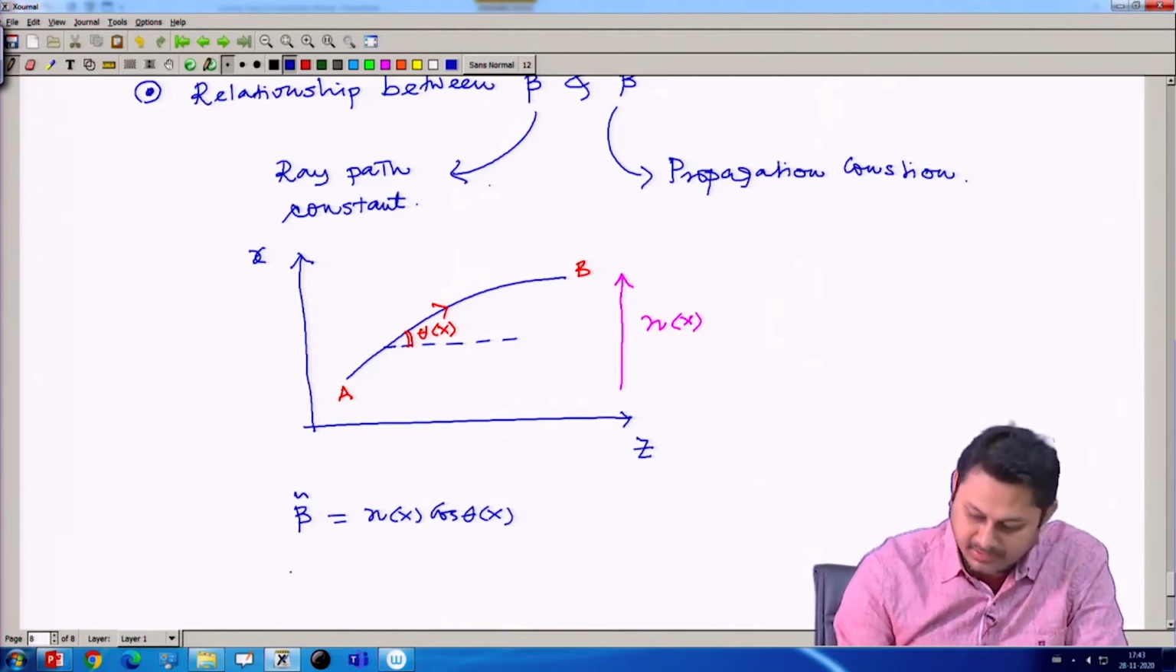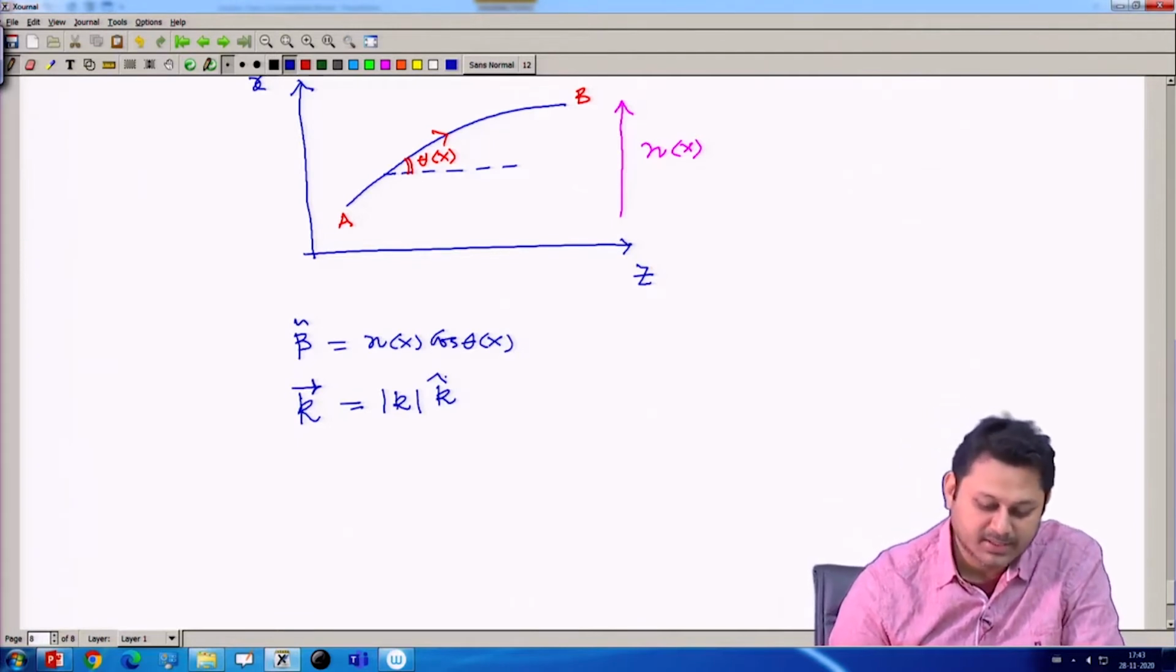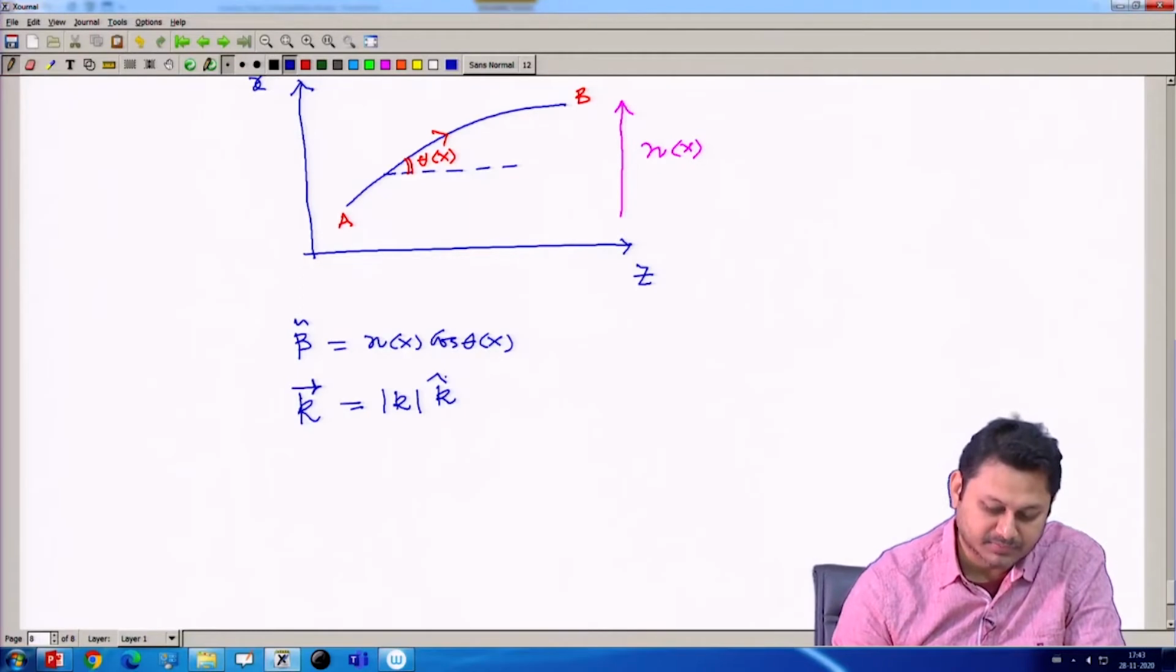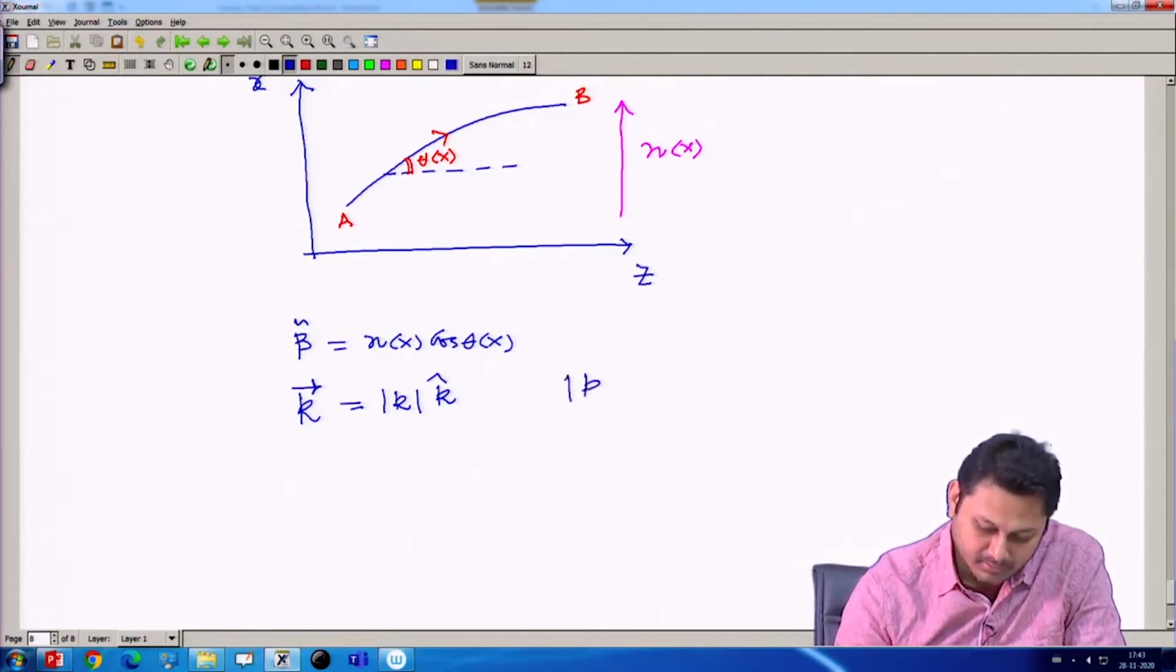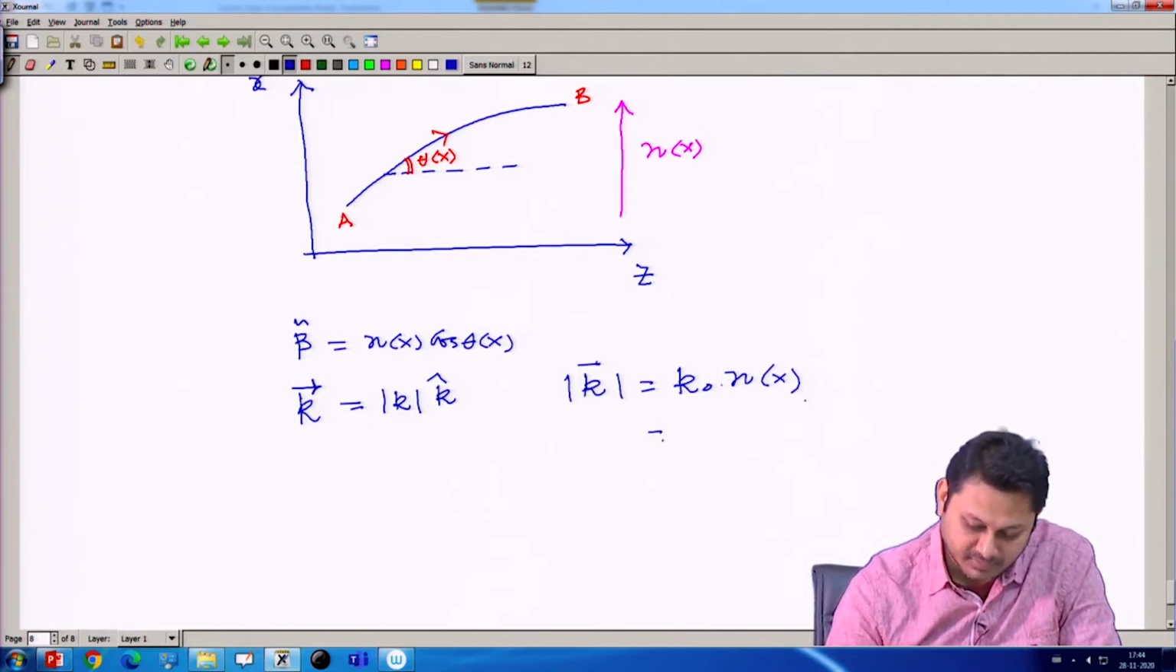Now, what is k, the propagation constant? K in general is a vector quantity. It has a magnitude mod of k, and the k unit vector is the direction along which the ray is propagating. Mod of k is k 0 multiplied by the refractive index, because the refractive index is changing every time. So, n should be a function of x. So this value is omega divided by c, n x.